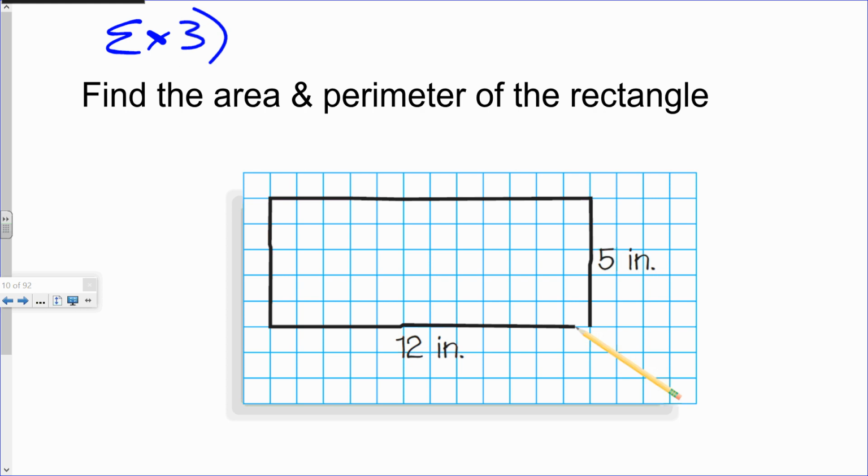I got a rectangle, 12 inches long, 5 inches wide. Go ahead and copy that down.